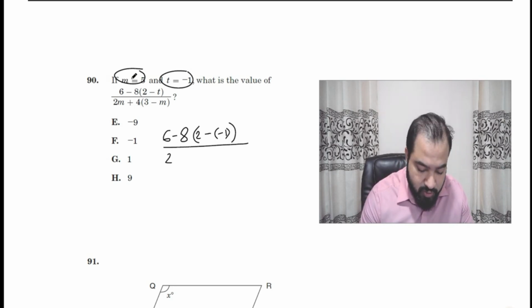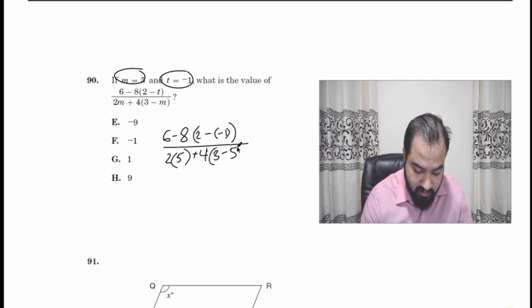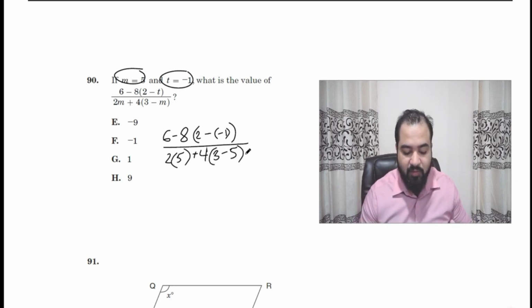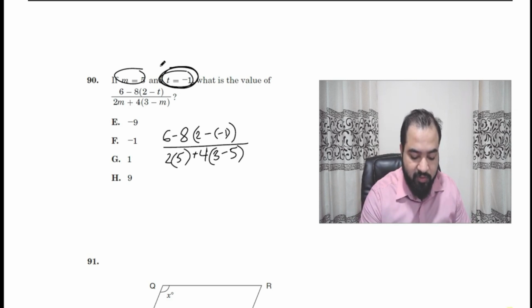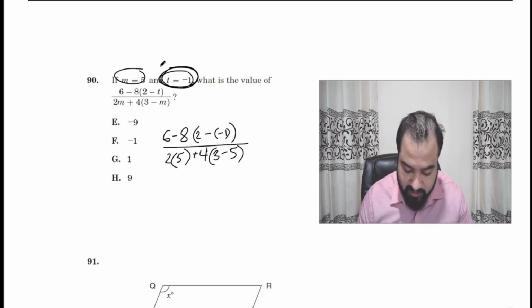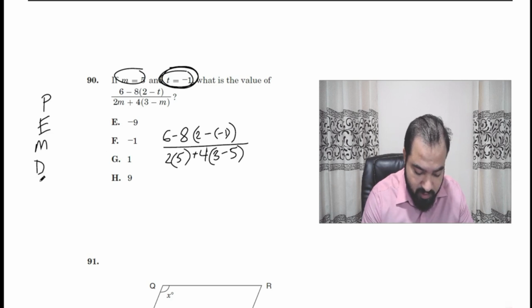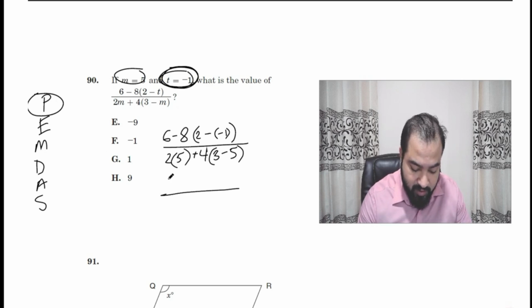So here 2m, where m is equal to 5, so 2 times 5 plus 4 times what? 3 minus 5. In this case, you can use a set of parentheses, but mostly we're worried about the negative numbers. When you plug in negative numbers, you use a set of parentheses. Now we have to follow PEMDAS, the order of operations. So let's take care of the parentheses first. So we have 6 minus 8. Here, a negative and a negative will become a positive. You guys know that. Now 2 plus 1 is 3.